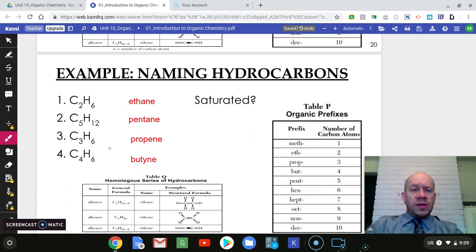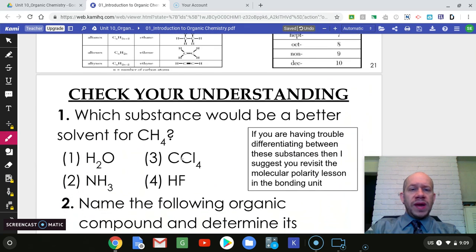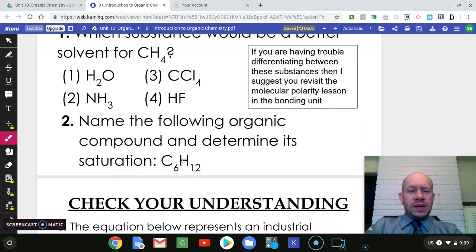So here's those spelled out if you can't read my handwriting. Now quickly, which ones are saturated? Okay, check your understanding. And 3 and 4.